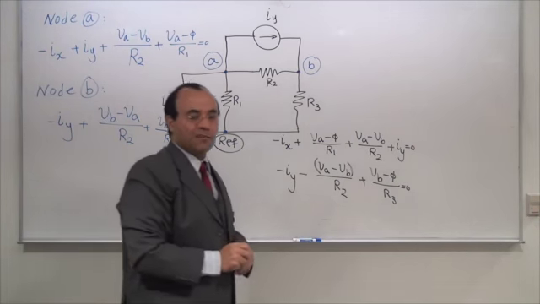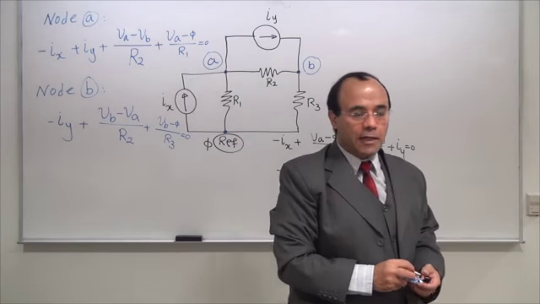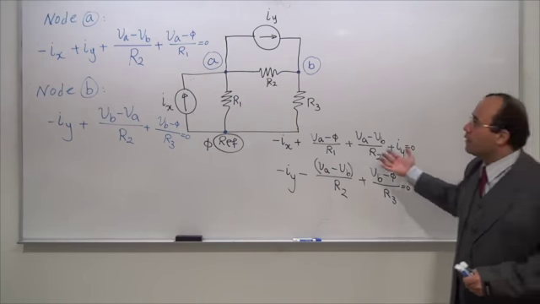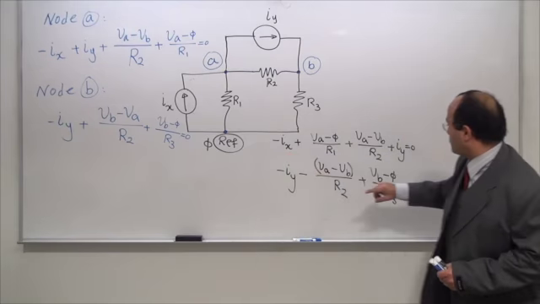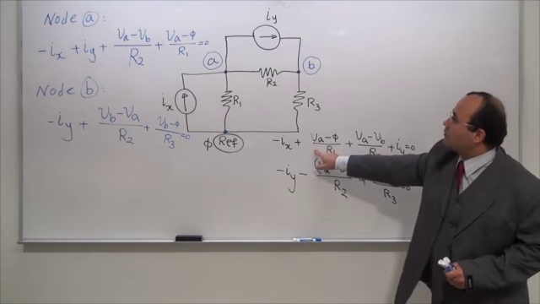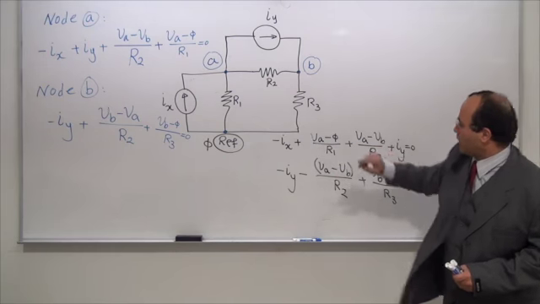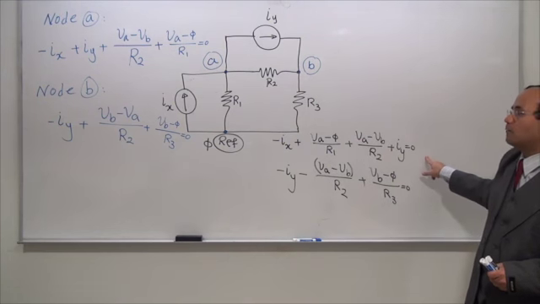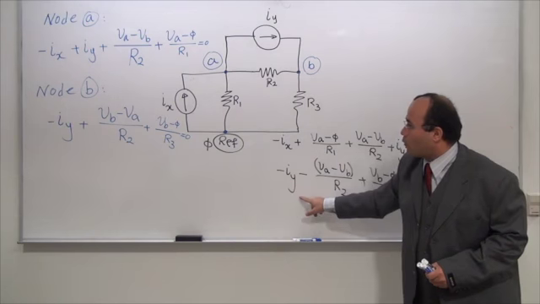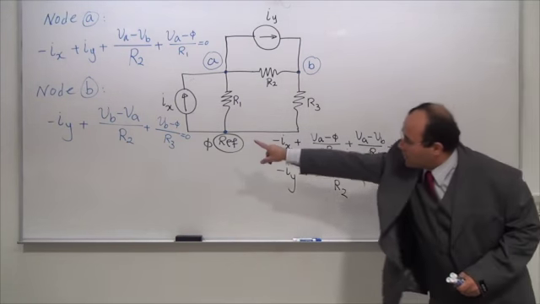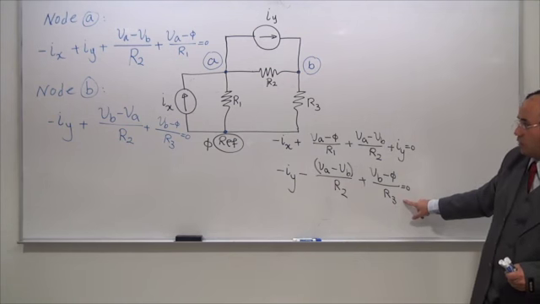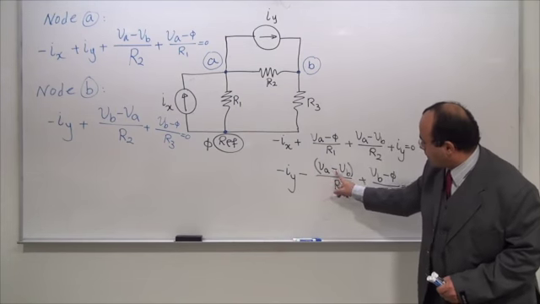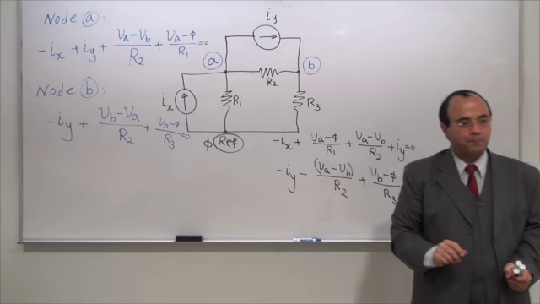I made some silly assumptions, and I wrote these two equations, but I want you to compare these two with these two equations. The first one: minus Ix plus Iy plus VA minus 0 divided by R1, VA minus VB divided by R2 equal to 0. The second one is minus Iy plus VB minus 0 divided by R3, so far so good. And this one is actually the same as this. The only thing that happens is that there is a minus sign.